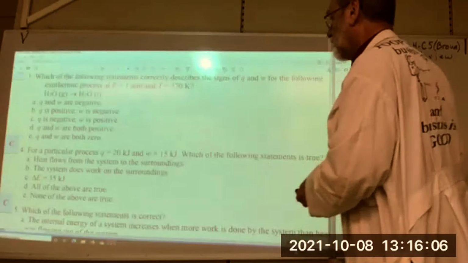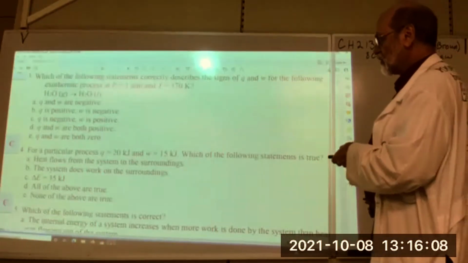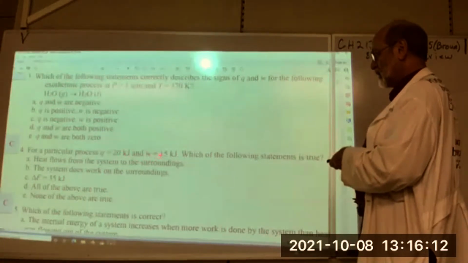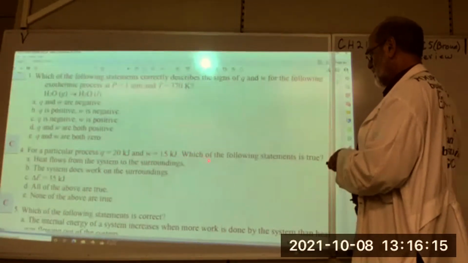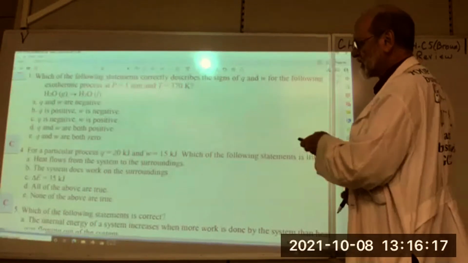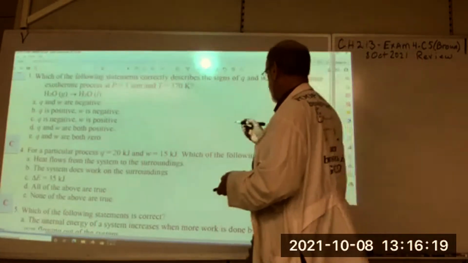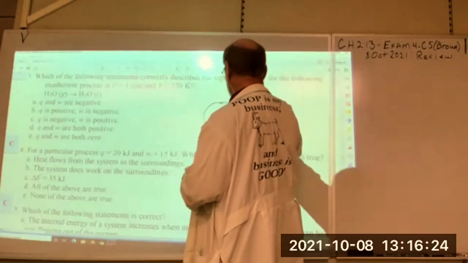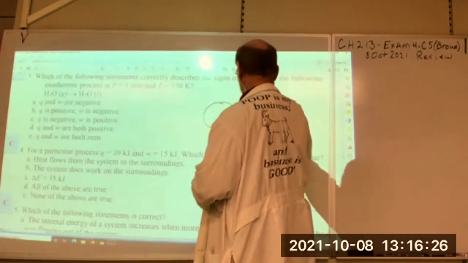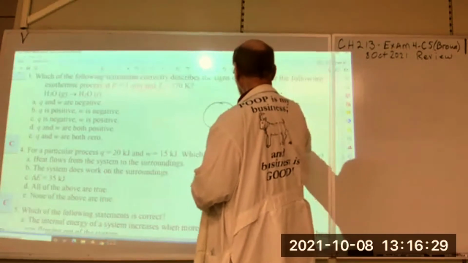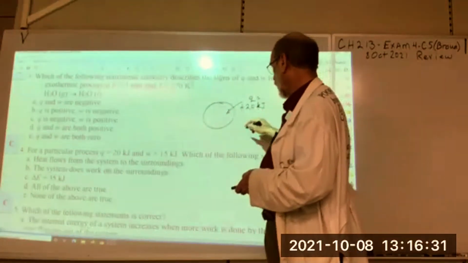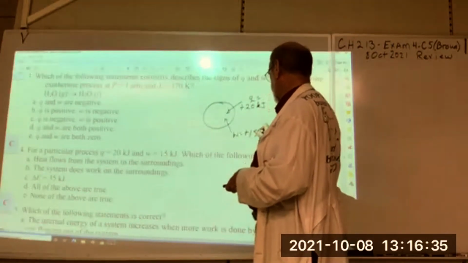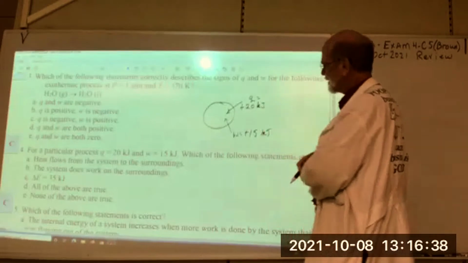Okay, for a particular process, Q is 20 kilojoules. So I'd say that's positive. And W is positive 15 kilojoules. Which of the following statements is true? Let's see. If our system is plus 20 kilojoules of Q, and work is plus 15 kilojoules.